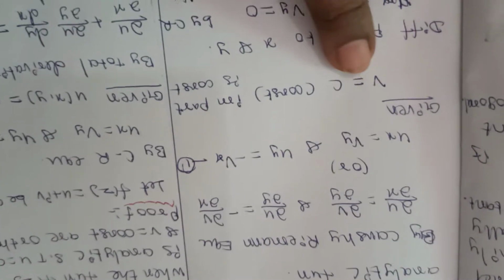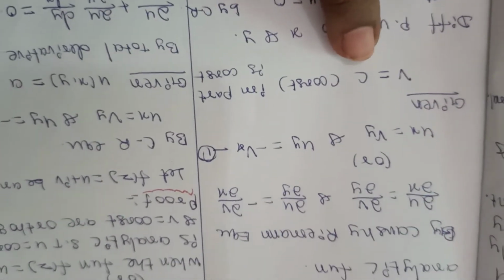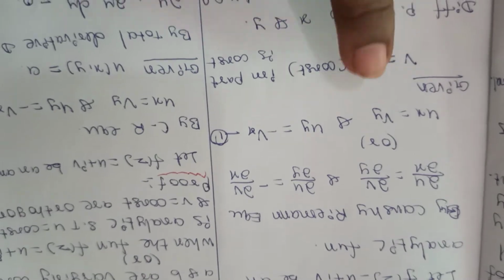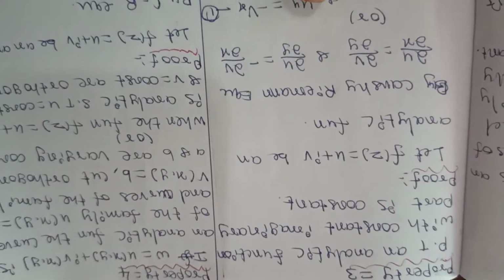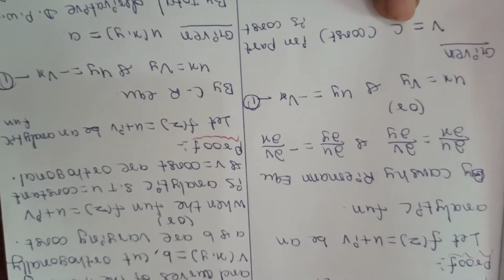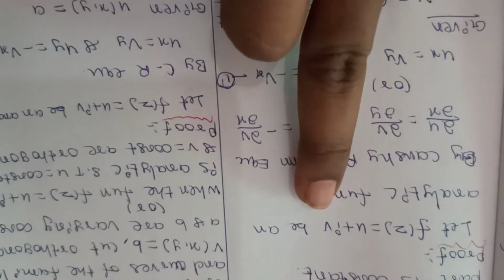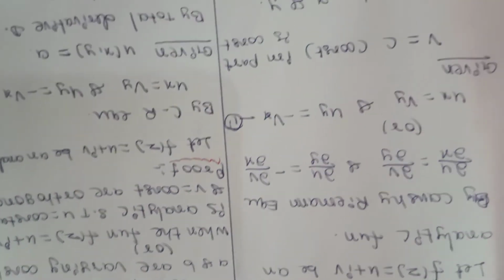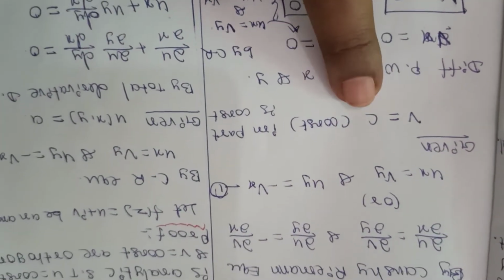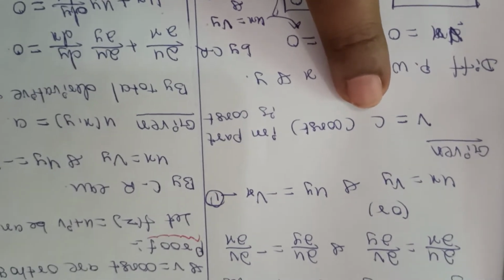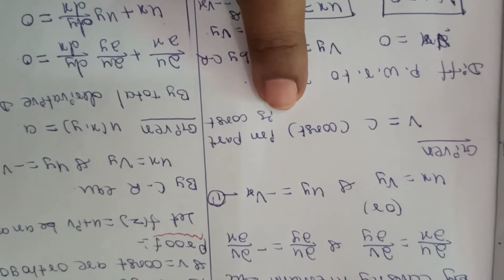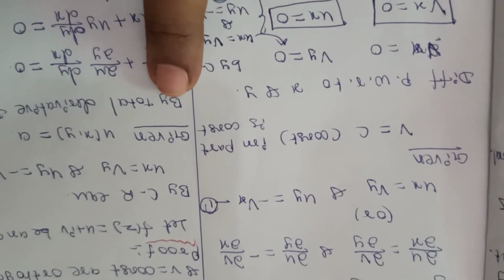Now given v = c, that means an analytic function whose imaginary part is constant, which is the statement we have to prove. Here f(z) = u + iv, where u is the real part and v is the imaginary part. So we take v equal to c, where c is a constant, that is, the imaginary part is constant.